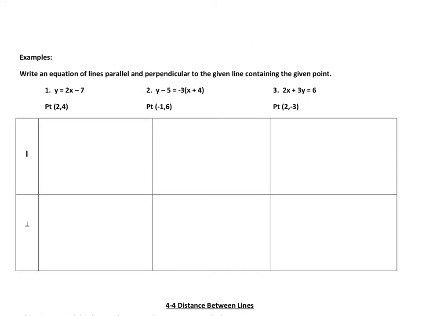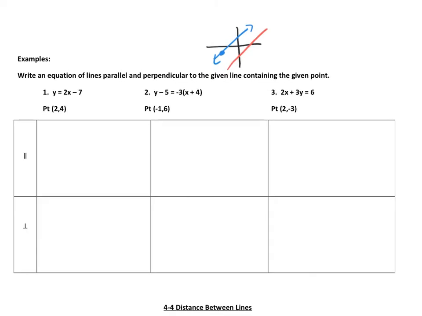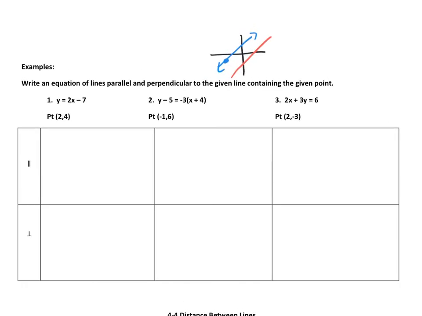So we're going to use this information to write equations of lines that are parallel and perpendicular to the given line containing the given point. What this means is, you're thinking on a coordinate grid. I'm giving you the equation of a line, and I'm giving you a point, and I'm saying, find me an equation of a line parallel to it and a line perpendicular to it. So we're going to find both equations of both of those lines.